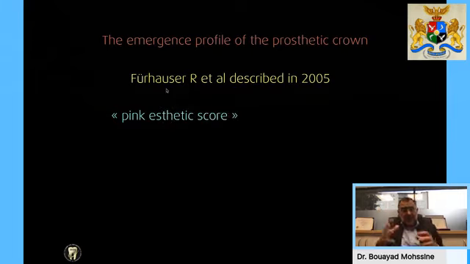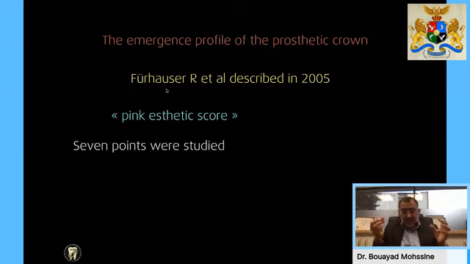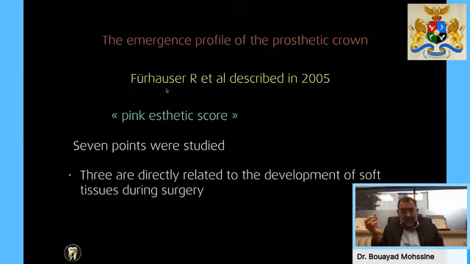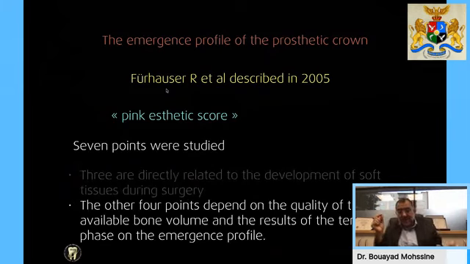Feroza and his team gave a publication about the pink aesthetic score. 7.12 studies, 3 of them are directly related to the development of soft tissue during the surgery, and the other 4 points depend on the quality of the available bone volume and the result of the temporary phase of the emergence profile.